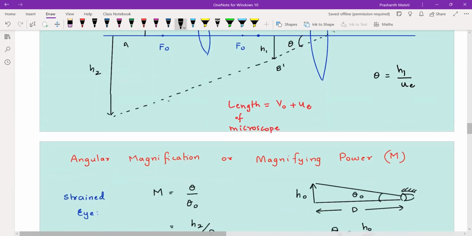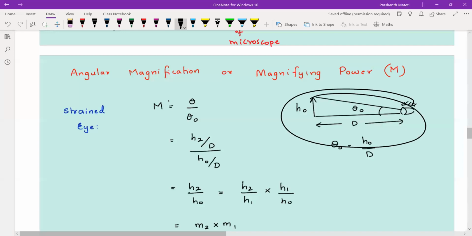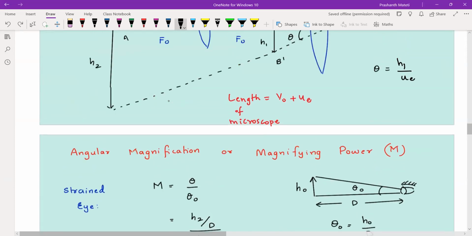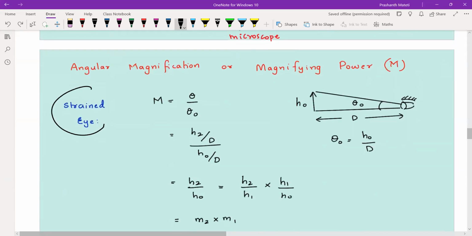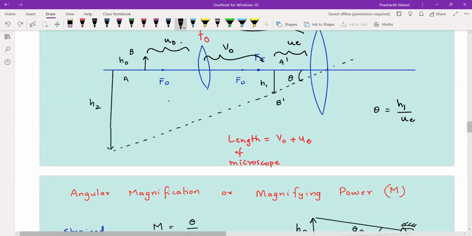So now we want to find the angular magnification. First of all, without any instrument, the angle it subtends is h, the height of the object, by D only. This is the maximum angle it can subtend. Then for a strained eye, where should the final image be formed? The final image should be formed at least at a distance of 20 centimeters.